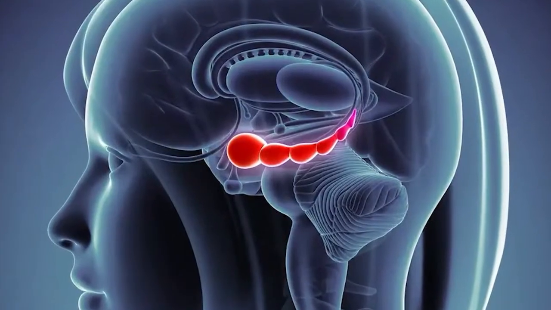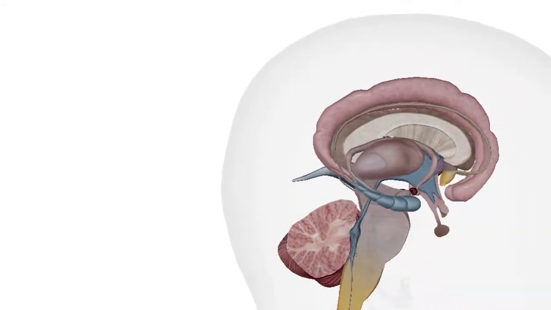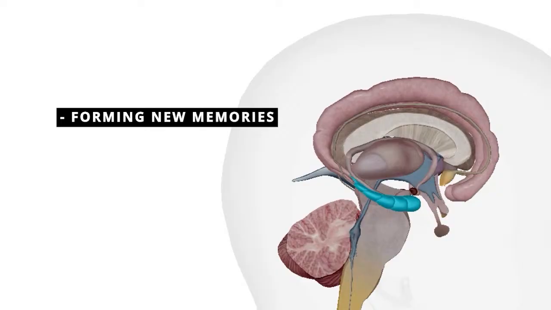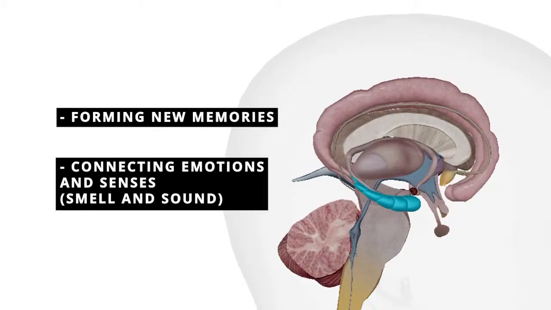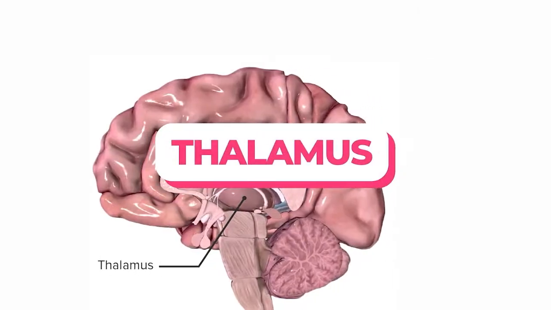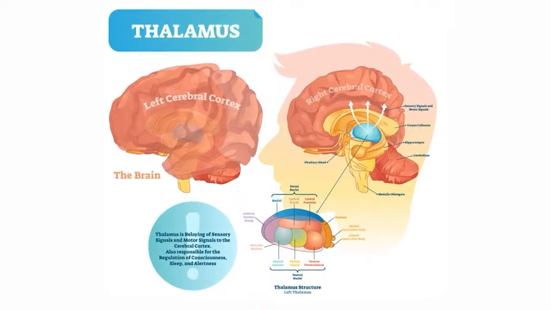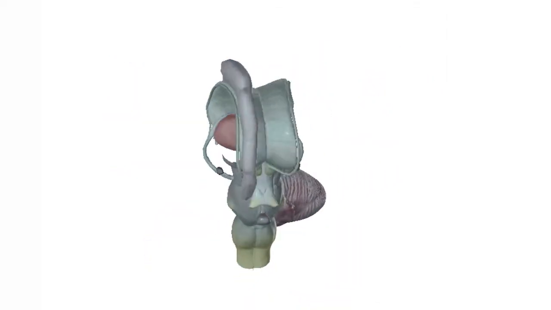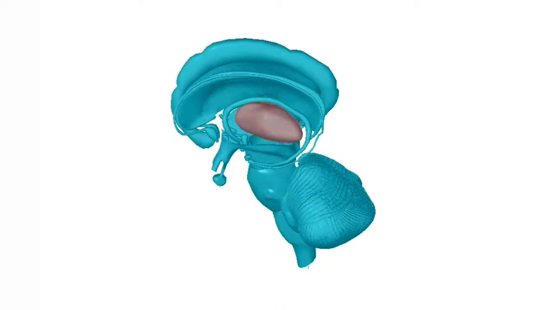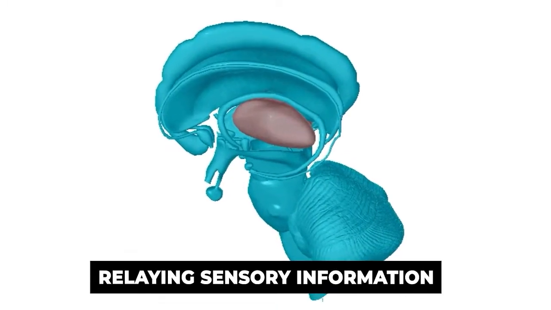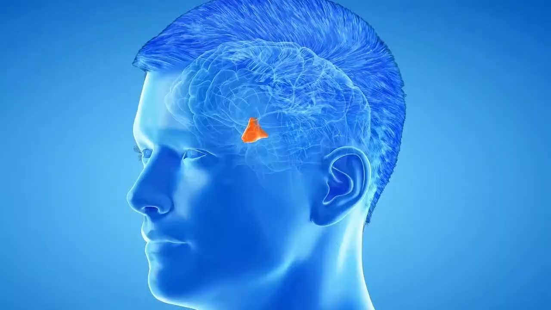Located in the medial temporal lobe, the hippocampus plays a critical role in forming new memories and connecting emotions and senses, such as smell and sound, to memories. Thalamus. While primarily a relay station for sensory and motor signals to the cerebral cortex, the thalamus does have connections with the limbic system and is involved in some of its functions, especially in relaying sensory information.